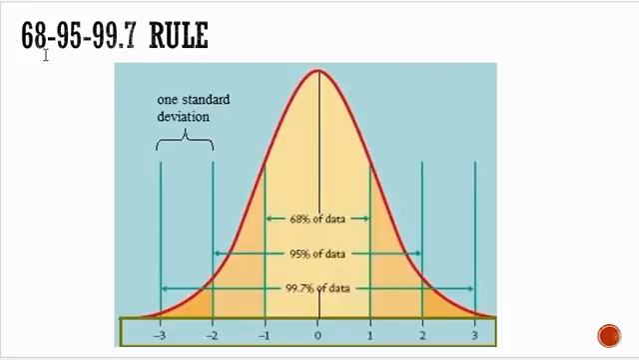With a normal model, you have the 68, 95, 99.7 rule. That means 68% of your data is within -1 and 1 standard deviation of your mean. 95% of your data is between -2 and +2 of your mean. And 99.7% of your data is between -3 and +3 of your mean.